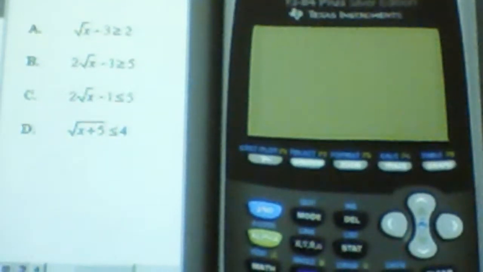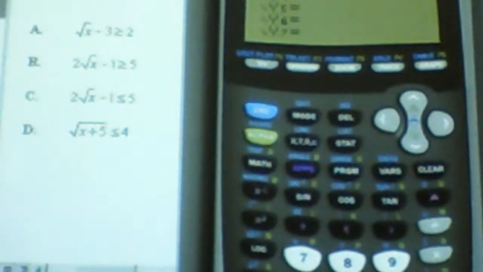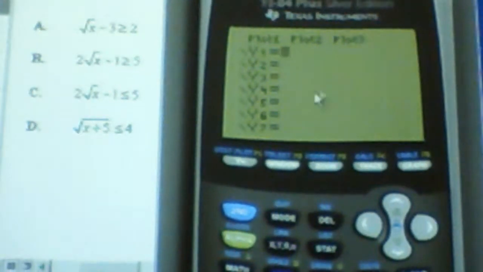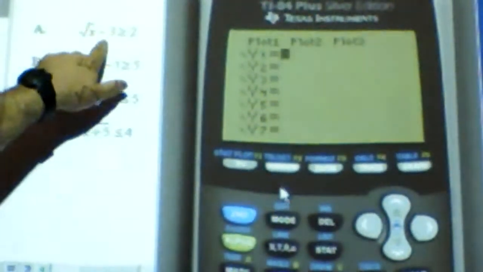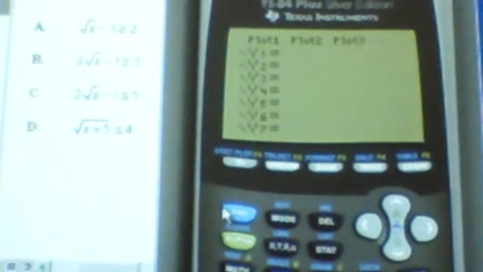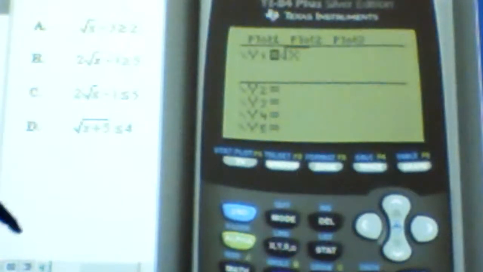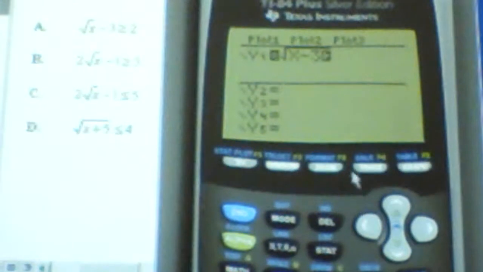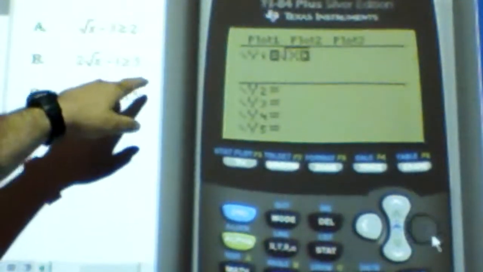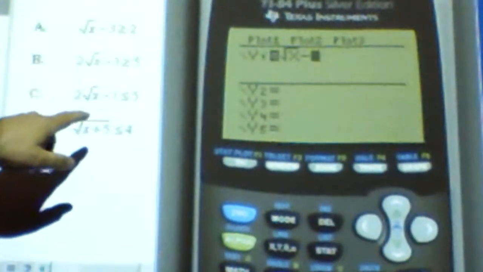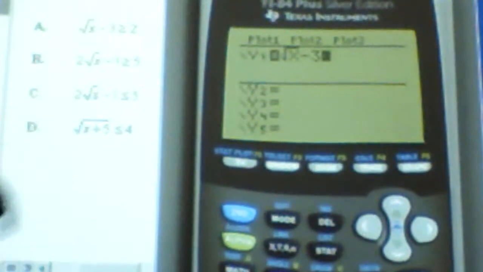Turn on your calculator. And we want to type in the left side of the equation in the y1. So we're going to go second, square root, x minus 3. Actually, see how I made a mistake here? We don't want to do that. You need to arrow over out of the square root and then put in the minus 3. Okay, that's the left side of the equation.